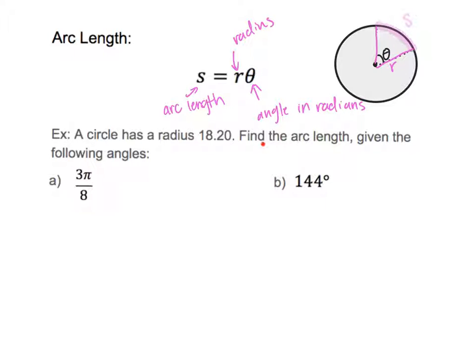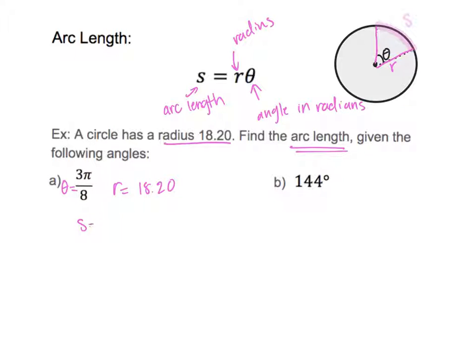So in this word problem, it has a circle that has a radius of 18.2, and it says to find the arc length. So we're looking for the arc length given the following angle. It looks like they give us an angle here. And so our radius, like they said, is 18.20. It looks like we have all the ingredients we need to plug this into the formula.